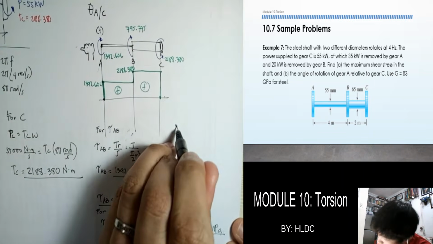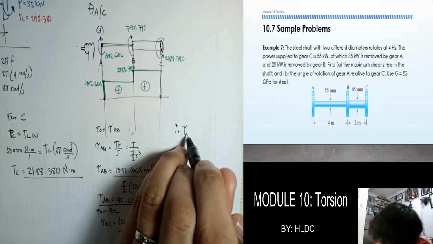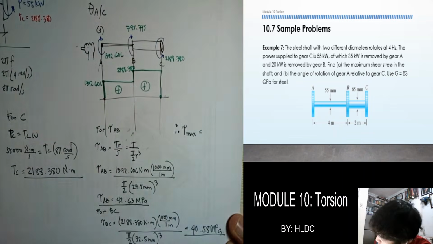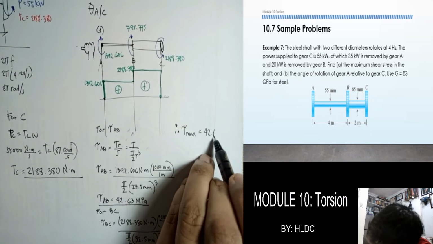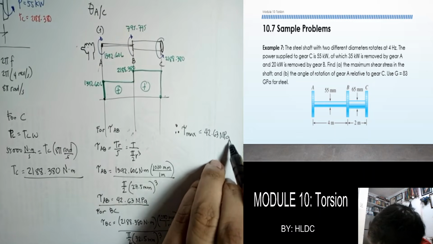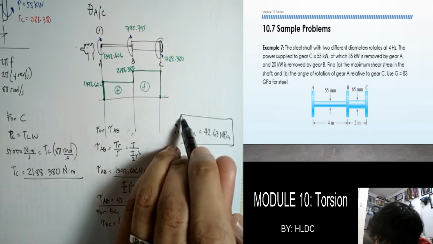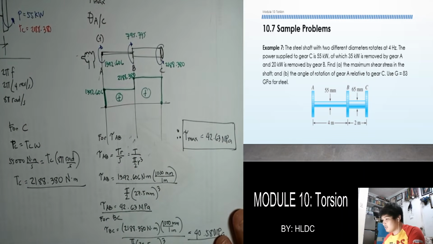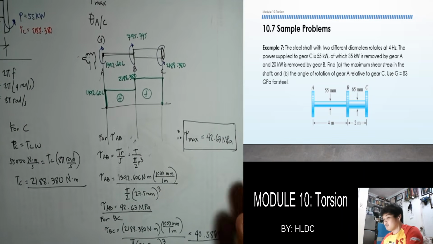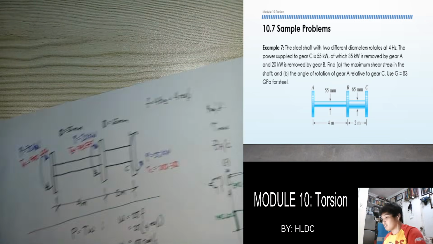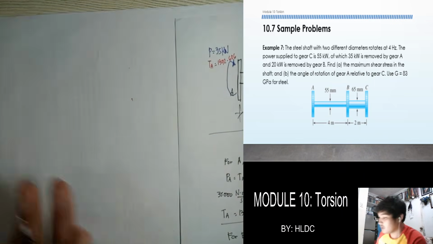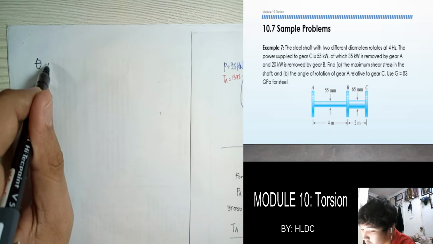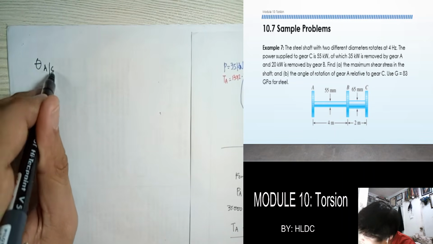So, therefore, yung maximum shear stress is yung mas malaki, syempre, yung 42.63 MPa. Okay? So, yun na siya. And then, lastly, no? So, siguro sa next na papel ko na lang isusulat, ang hinahanap is yung angle of twist nung A relative to C.